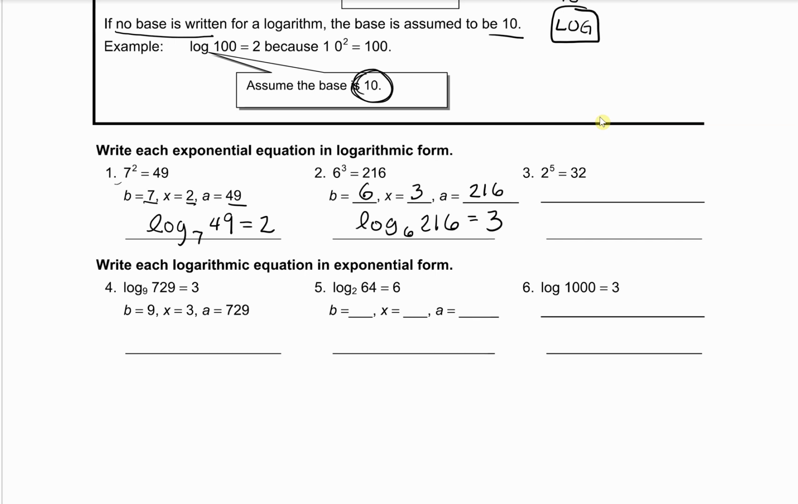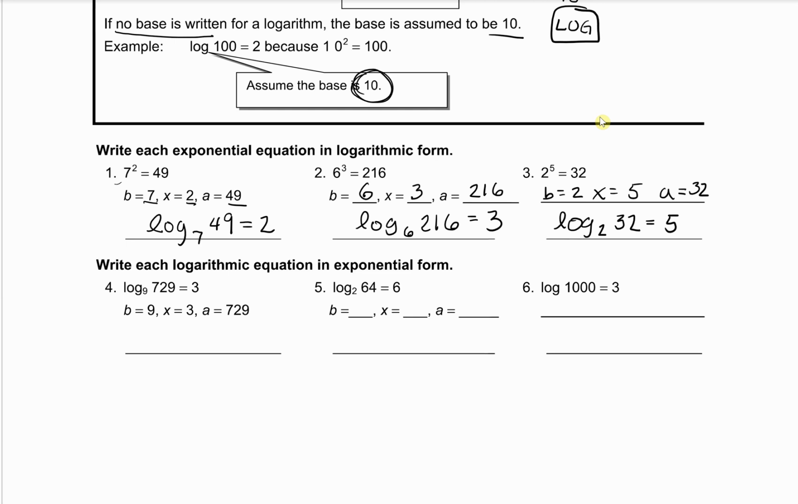2 to the 5th equals 32. After you've done a lot of these, you probably don't have to write everything down, but I'm going to anyway. Base equals 2. My exponent is 5. And the value of the exponential equation is 32. So that means I could say log base 2 of 32 equals 5.